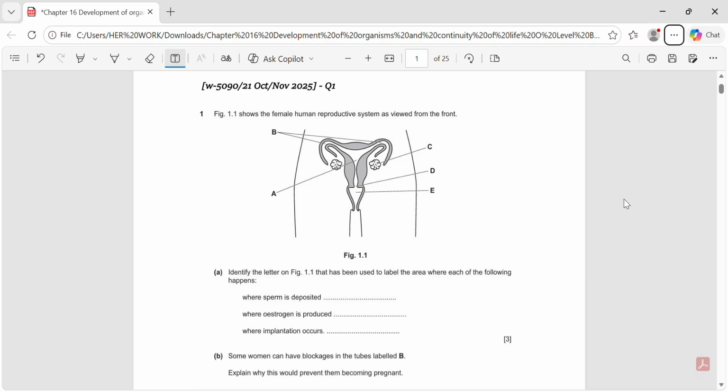The answer is, where the sperm is deposited is the vagina, which is marked E here. This means that during reproduction, sperm enters the female body through the vagina, so E is the correct label for this function. Next, estrogen is produced in the ovary, marked as C here. This shows that the ovary is responsible for producing the hormone estrogen, so the correct label here is C. Finally, implantation occurs in the uterus, which is marked A here. This explains that after fertilization, the embryo attaches itself to the lining of the uterus, so A is the correct label for implantation. So, the sperm enters through the vagina, hormones like estrogen are produced in the ovary, and implantation takes place in the uterus.